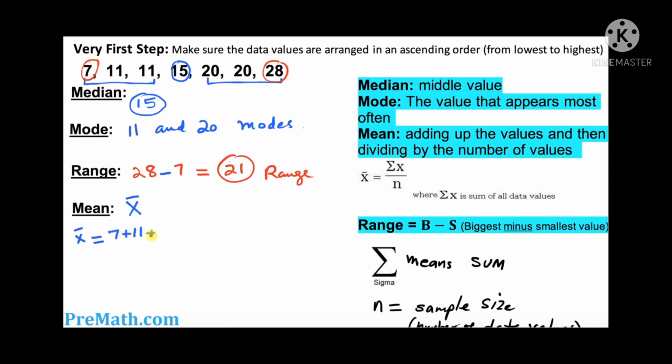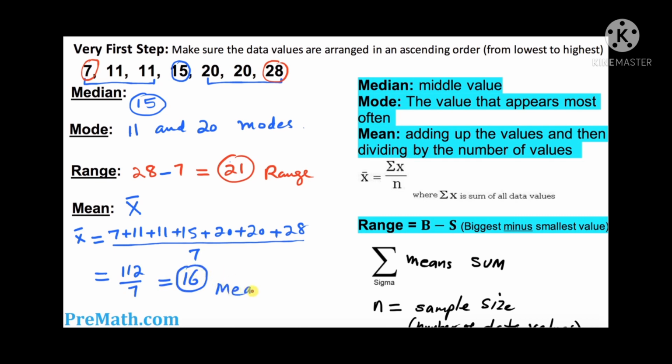So 7 plus 11 plus 11 plus 15 plus 20 plus 20 plus 28, add them up, divided by, look at this thing, how many values are there? The data size, or the sample size, is what? 7. So if you add the top part, which is what? 112 divided by 7 is going to give you what? 16. So 16 turns out to be our mean.